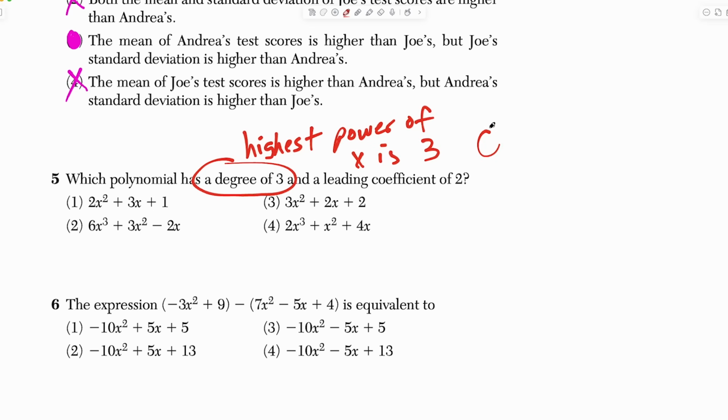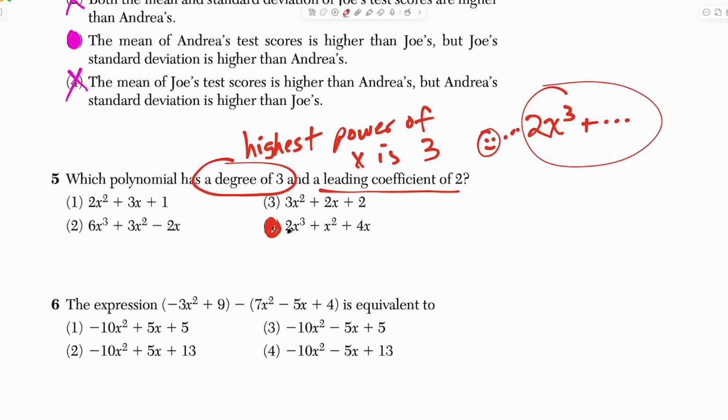And that means, what I think about when I hear that is we're going to have something x to the third plus a bunch of stuff. But we have a leading coefficient of 2. So a leading coefficient of 2 means that there's going to be a 2 in front of the x to the third. So just looking at the answer choices right away, choice 4 jumps out. See how we have a 2x to the third. So degree 3 and a leading coefficient of 2 means that the 2 is going to be in front of the x to the third.